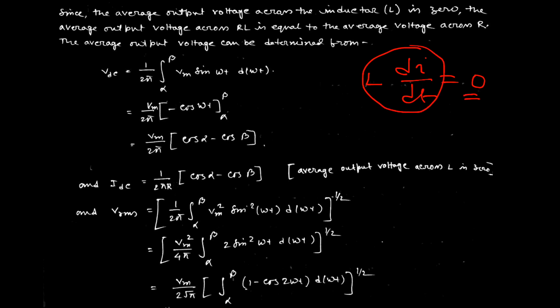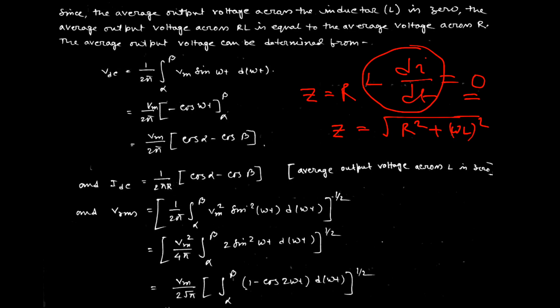As we are using the RL load, we should focus on the impedance Z, which is defined by root over of R square plus omega L whole square. But here the average inductor voltage is 0, so Z can be replaced by R only. That is why, for calculating the average value and the RMS value, we never use Z. We should focus on the value of R.